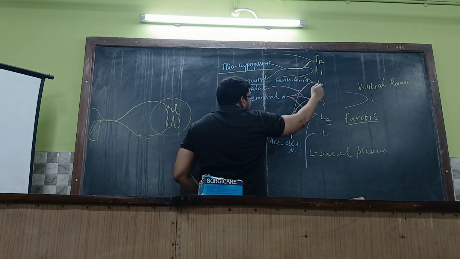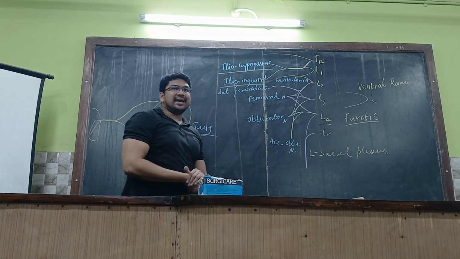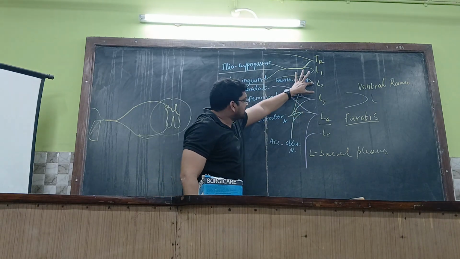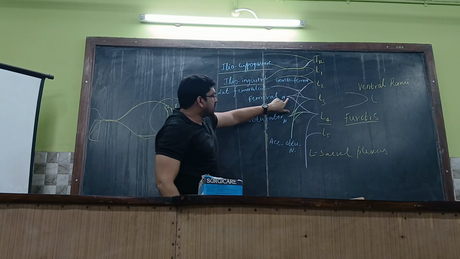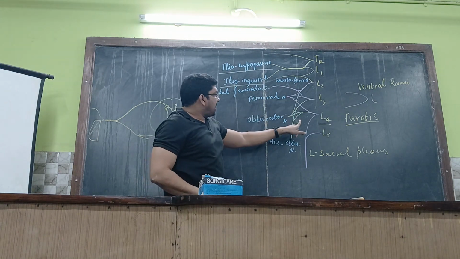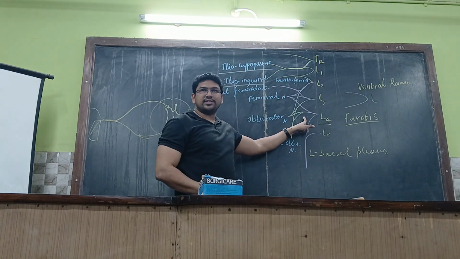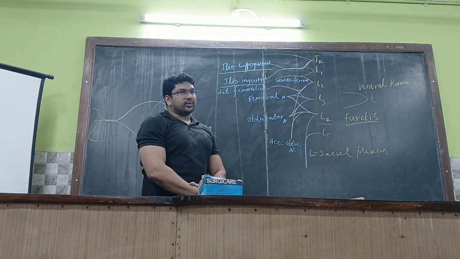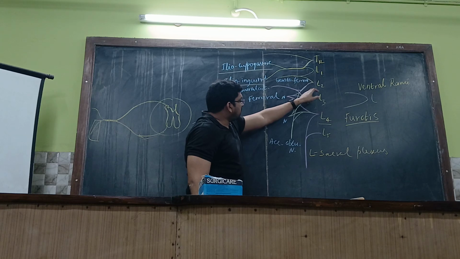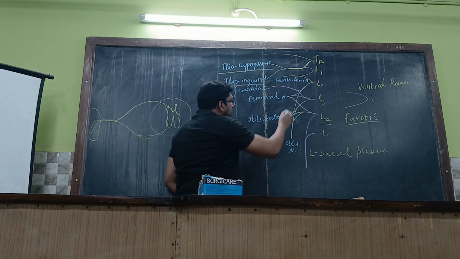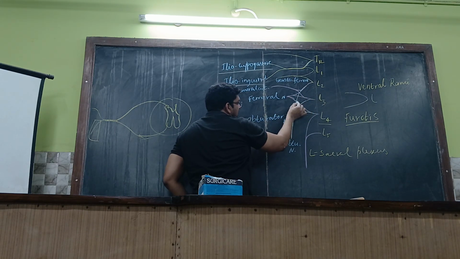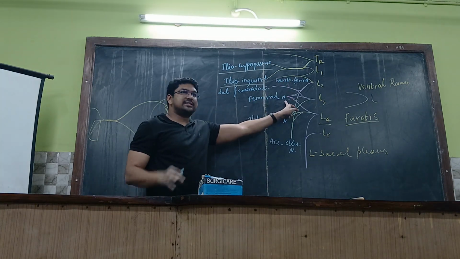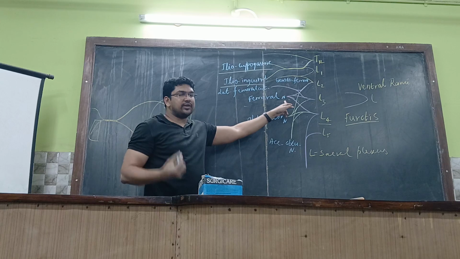Then the main trunks L2, L3 and L4 are again divided into dorsal and ventral branches. This purplish one is called the dorsal branch and the green color is called the ventral branch. Each and every nerve is dividing into dorsal and ventral branches. If you join the L2, L3 and L4 dorsal branches, they form the femoral nerve, which is a thick nerve. Have you seen it or not? I have shown you the femoral nerve, no?